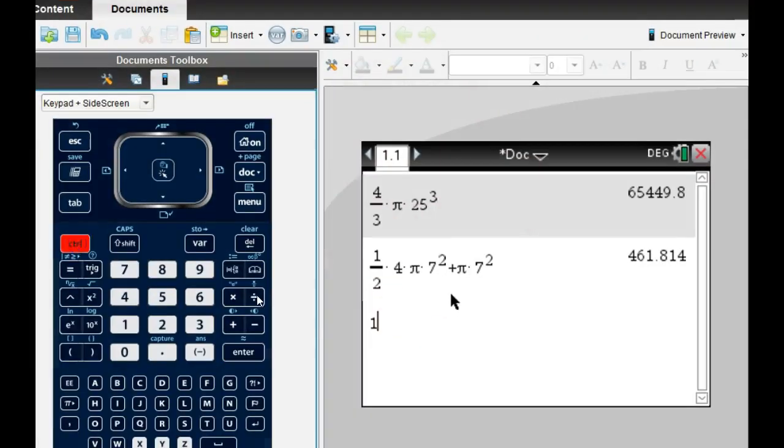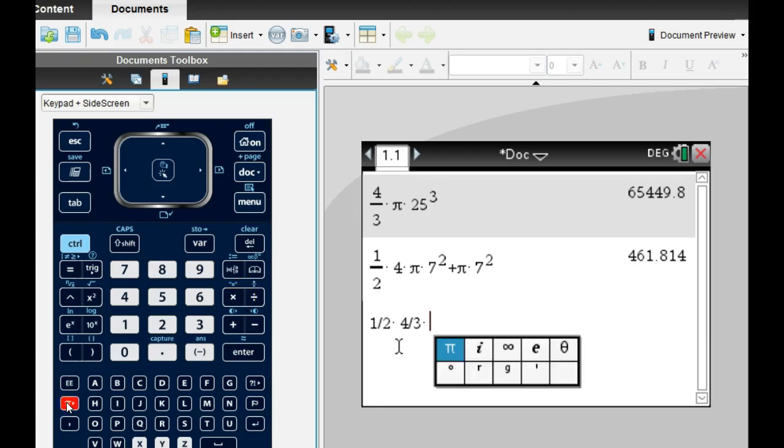So 1, control divide, 2, go to the right, times 4/3, so 4, control divide. Oh my gosh, hold up. We'll just do times 4, control divide. Why? All right. Here we go. Let's see if it works. Oh. All right. We're going to old school.